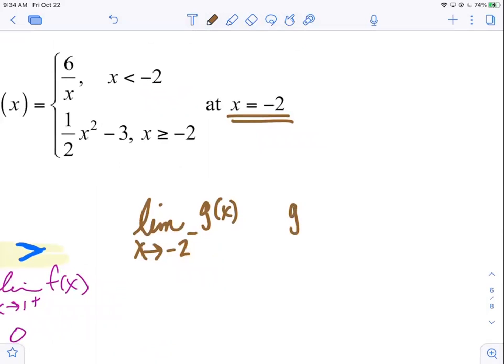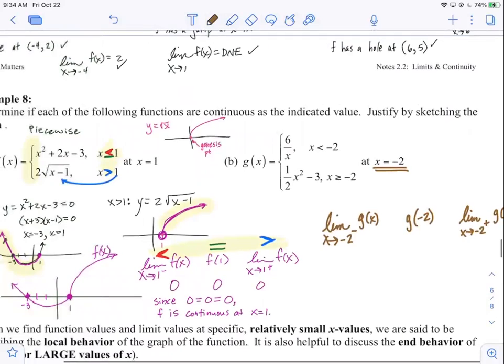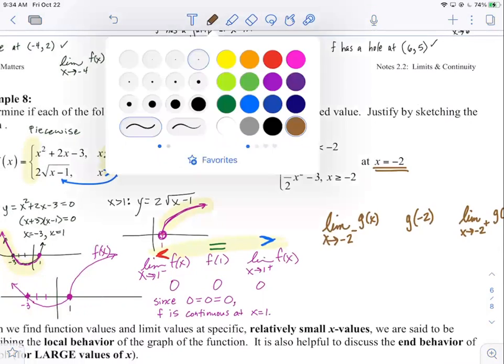We're going to look at g of -2, and then we're going to look at the limit as x approaches -2 from the right of g. So we still get all of our notation, but rather than set out to graph it, let's go ahead and use our little trick. I'll use the same color.